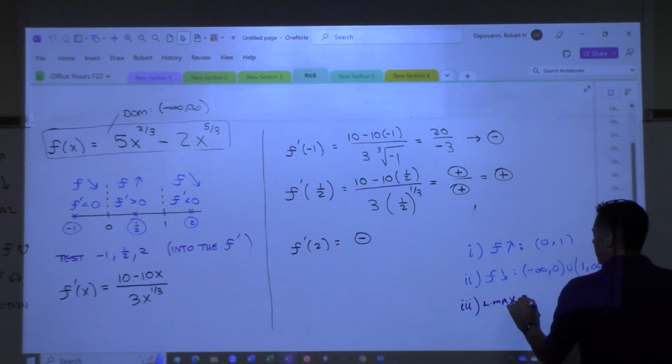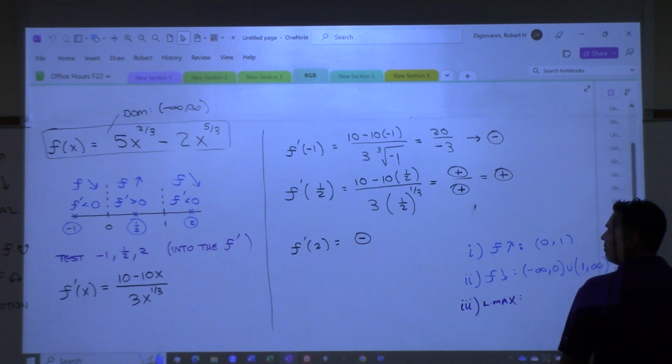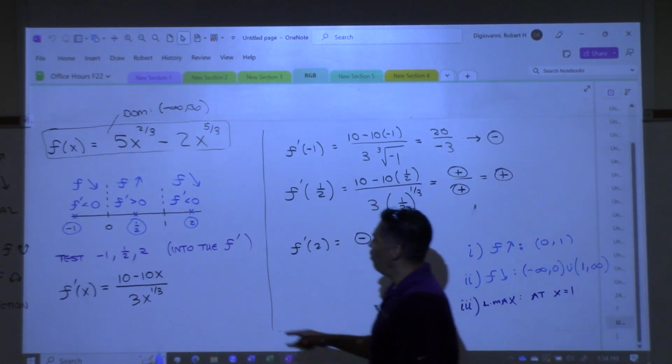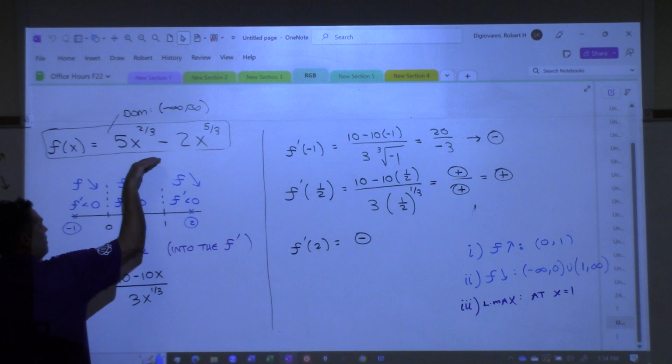Okay, for local max, where do we have it? Do we have one? Yes. At where? At x is 1. Careful, I'm asking for max. At x is 1, we have a max, right? We're going up and then down.